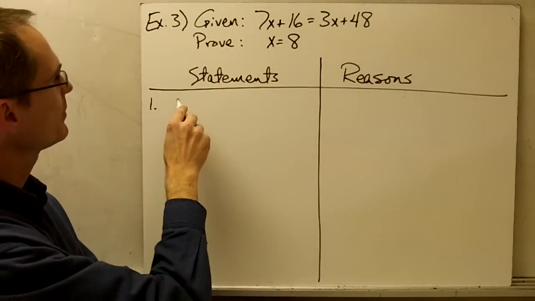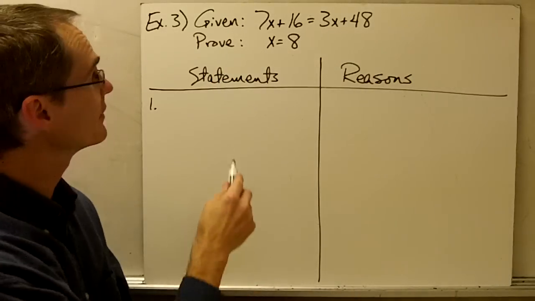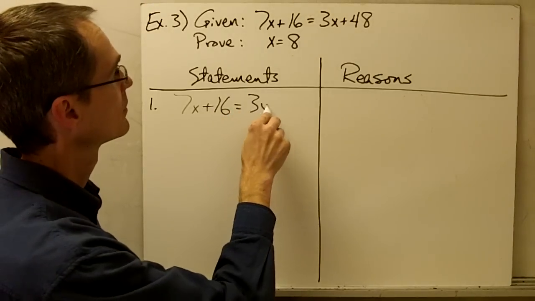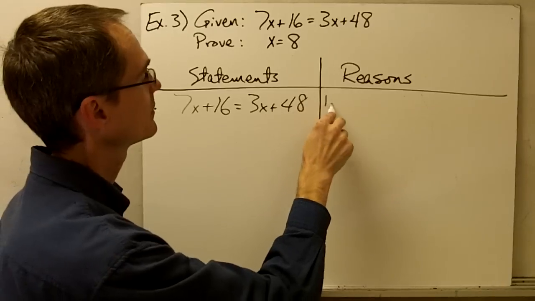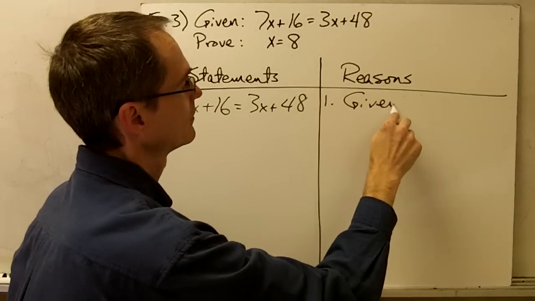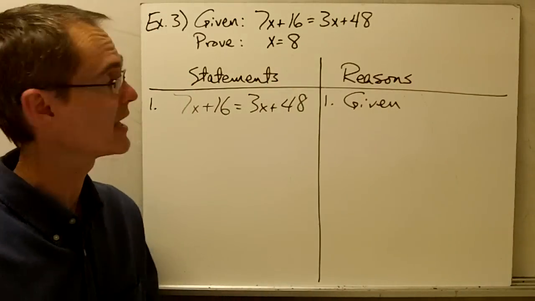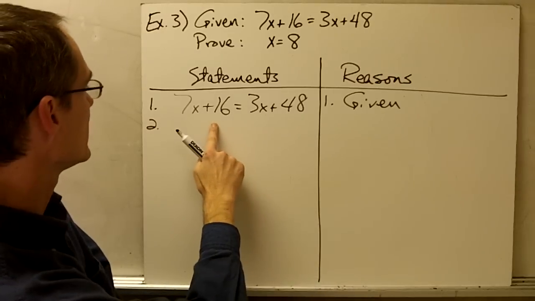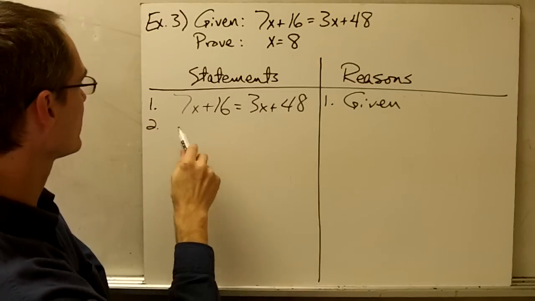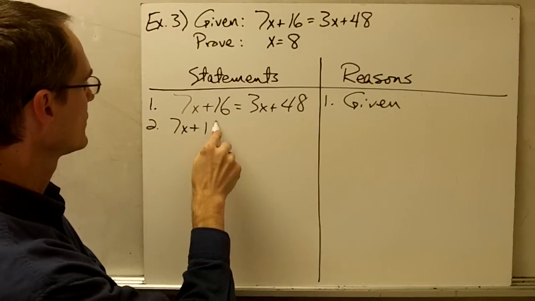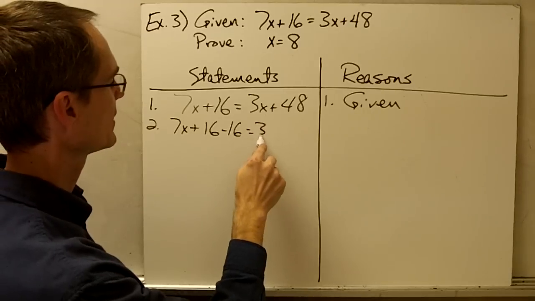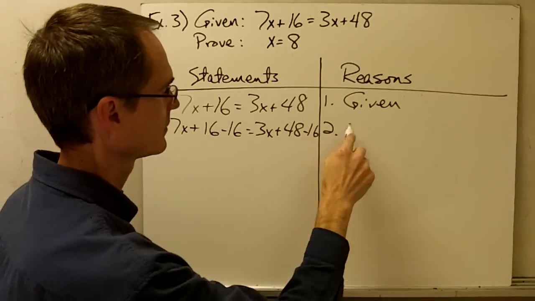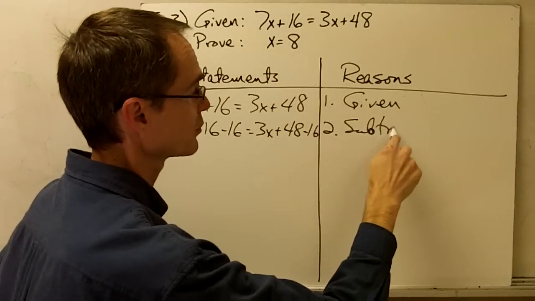Okay, so my first step, I remember I always start with the given information. So 7x plus 16 equals 3x plus 48. My reason for being able to do that, that's my given statement. And let's see, the first thing I think I'm going to want to do here is subtract 16 from both sides of my equation. So subtract 16 from this side, and subtract 16 from this side. That's the subtraction property of equality.